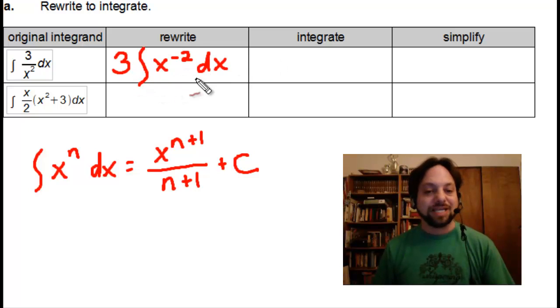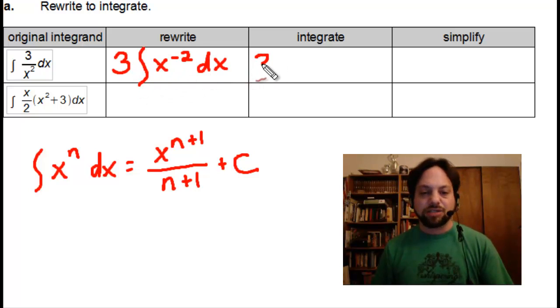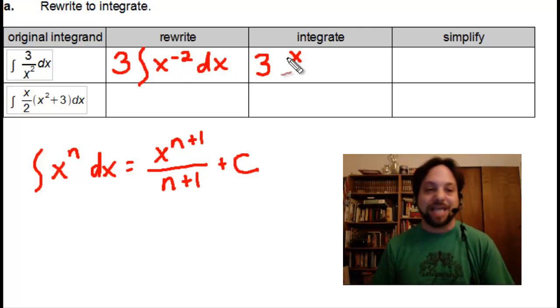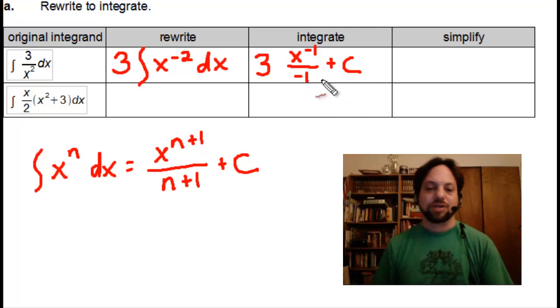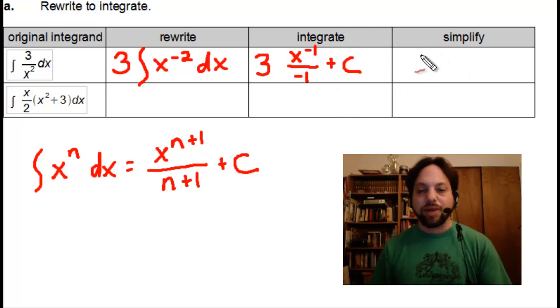So, if I want to integrate this thing, I'll just leave my 3 outside, and following my general power rule for integrals, I just need to raise the exponent of x by 1, and then divide by that same value. And of course, I'll keep my plus c with it, so that when I simplify, what this actually comes out to be is negative 3 over x plus c.